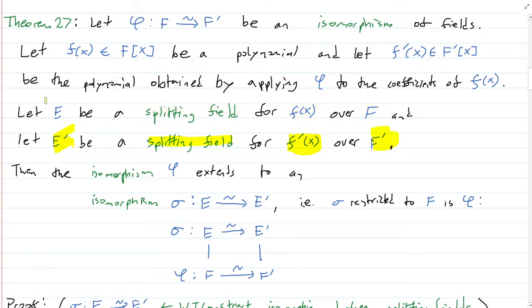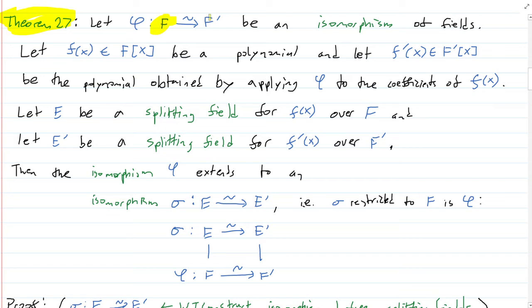Right. So the claim of this theorem, the point of this theorem, is that the isomorphism phi extends to an isomorphism sigma of the splitting fields. So basically what it's saying is that these splitting fields are unique, right? And that's going to be the corollary to theorem 27. It's going to say that the splitting field of a certain polynomial is basically unique up to isomorphism of fields, and we're proving it in this theorem, theorem 27.